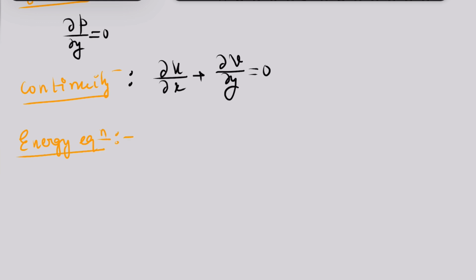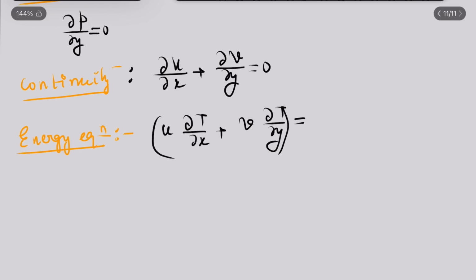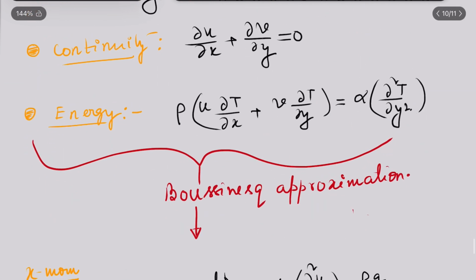Clear? So the energy equation says u ∂T/∂x plus v ∂T/∂y is equal to alpha ∂²T/∂y², right? I think I have written the right thing. In the previous lecture I made a mistake: I put rho here and alpha here. If alpha is here, I cannot put rho there.